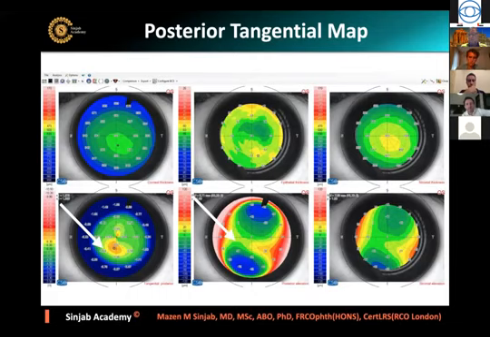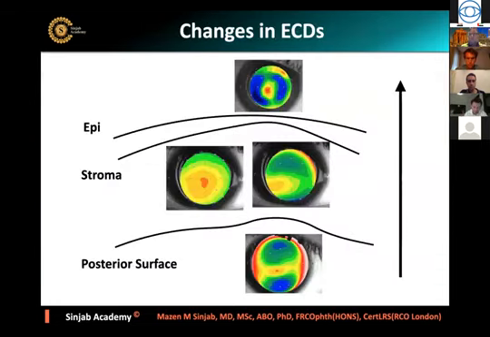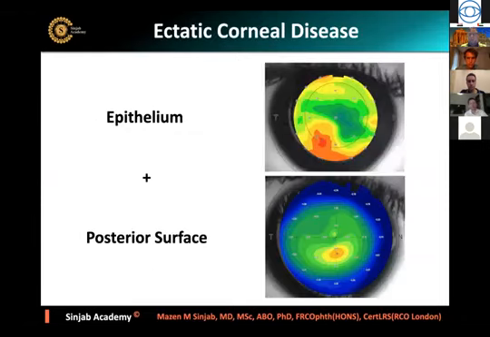So as Dr. Shadi mentioned before, this pattern in the posterior elevation can be seen with a large angle alpha or large angle kappa, or misalignment during taking the capture. So it is not characteristic of keratoconus. So it's better to study the tangential posterior. To summarize, the changes in ectatic corneal disease start from the posterior surface and go to the anterior surface. So whenever we find epithelium changes and posterior surface changes, then we can say it is ectasia.